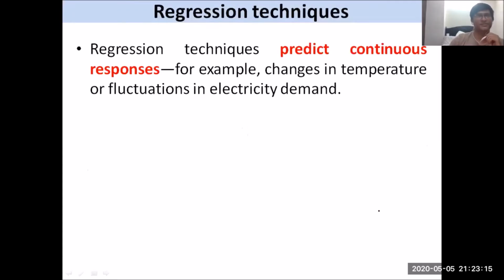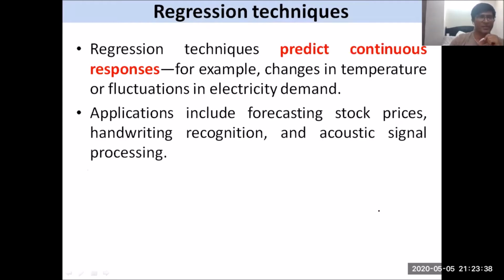Regression analysis techniques basically predict continuous responses. For example, it can be the change in temperature, fluctuations in electricity demand, the sales record, or forecasting of stock rates. All these problems are basically solved through regression techniques. It might include forecasting stock prices, handwriting recognition, and acoustic signal processing. So wherever we need to predict a continuous response in terms of value, regression techniques can be very useful.